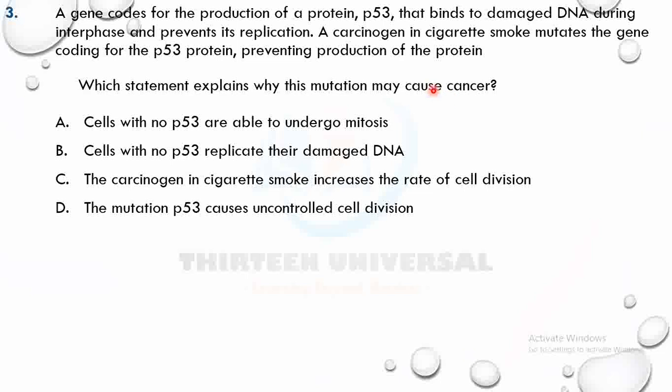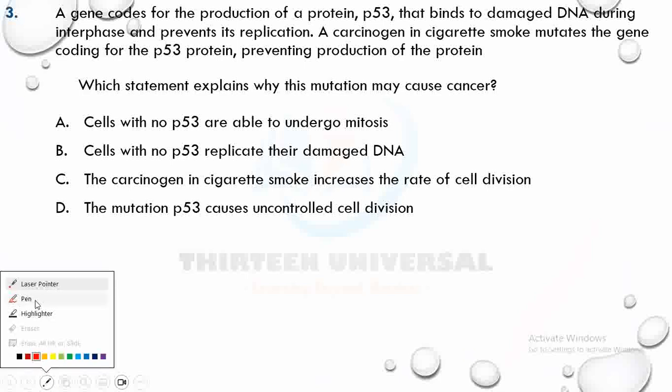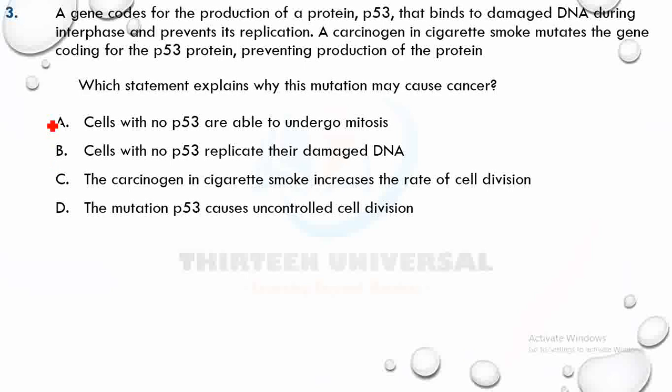Remember, the function of p53 is that it prevents replication of damaged DNA. So if the DNA is not damaged, the cell undergoes mitosis. But you see, it does not prevent mitosis. What it prevents is the replication of damaged DNA. So A does not explain that. All right, so let's go on. Just try to eliminate and get what we need. So A is out of the way.